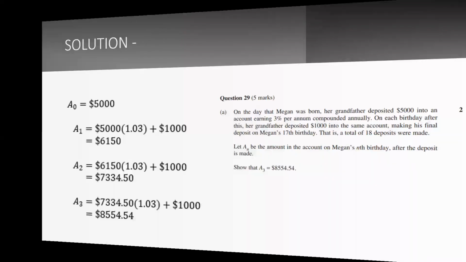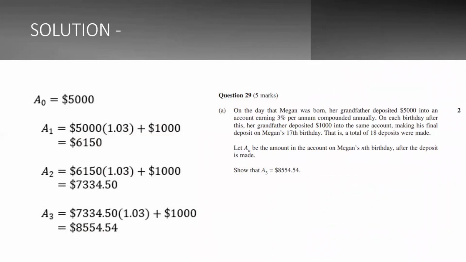Question 29. This caused some difficulties for candidates as it was a show question. So the answer was given to them in the last line, show that A3 equals $8,554.54. This meant the process was much more important than the final answer.